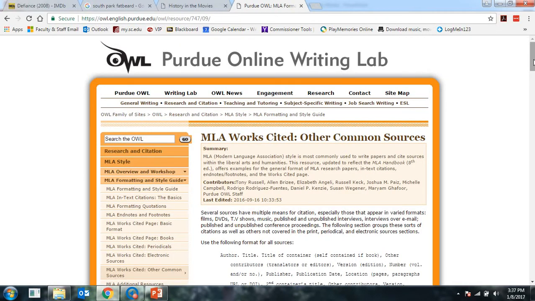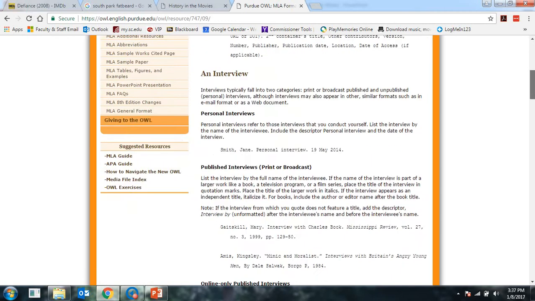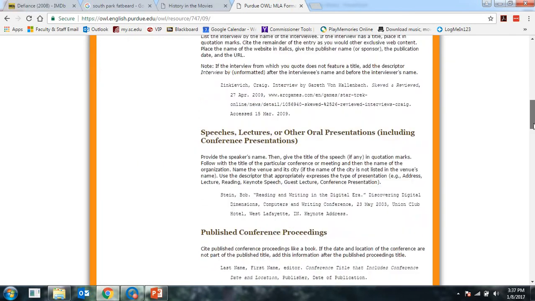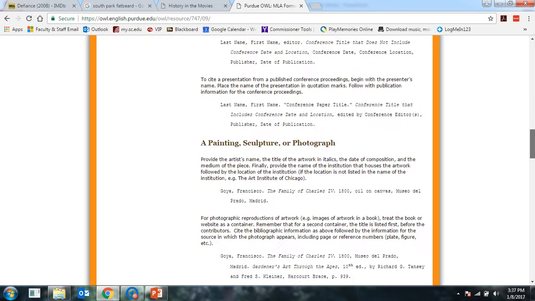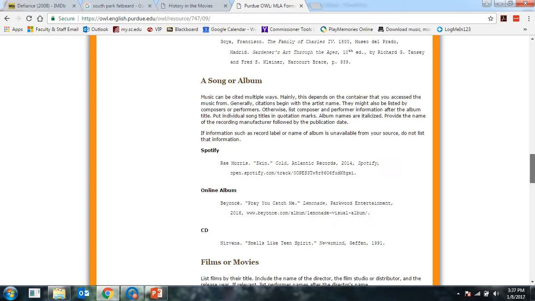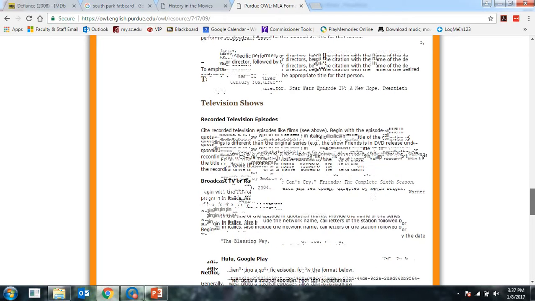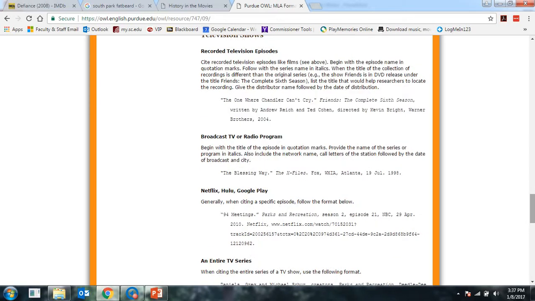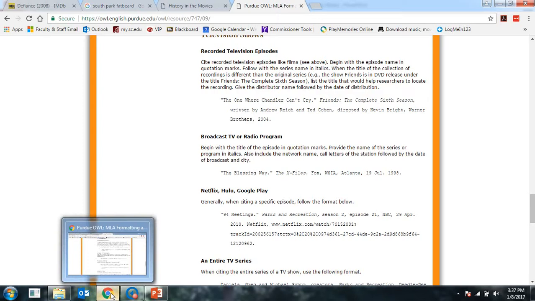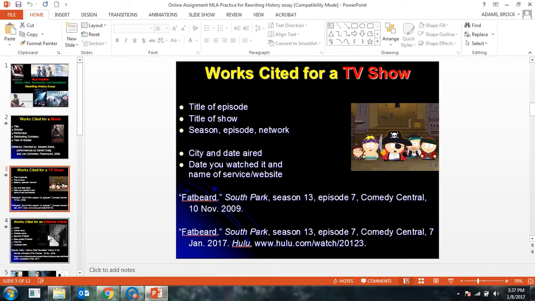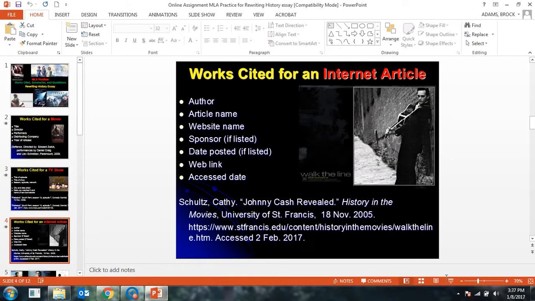MLA Works Cited, other common sources. We scroll down, we see here's interviews, speeches, paintings, songs, films, TV shows. And here's where we have the information. So please remember, when it comes to Works Cited, I'm not expecting you to memorize how to format it. I only expect you to know how to look it up. So here is where you get that information. Let's go back to our lecture and talk about internet articles.